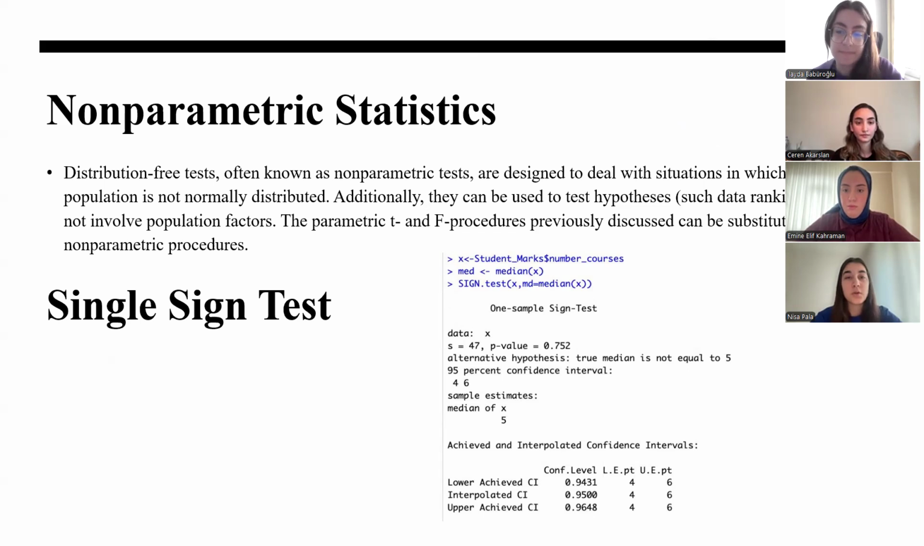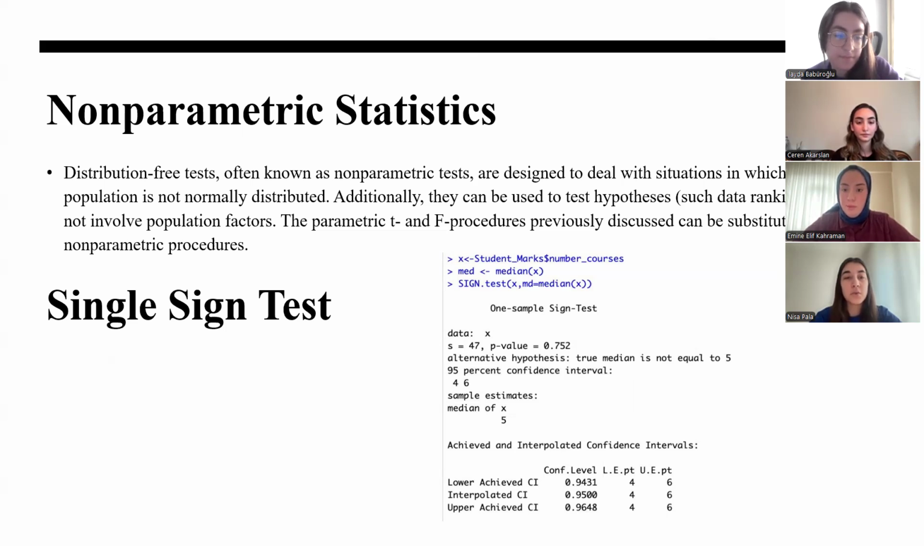Now I'm going to talk about non-parametric statistics. These are also called distribution-free tests because they don't assume a normal distribution in the population. They are helpful when we are dealing with rankings or medians instead of means or standard deviations. One common example is the single sign test. The single sign test checks if the median of our data is a certain number. For the number of courses, we are testing if the median is 5.